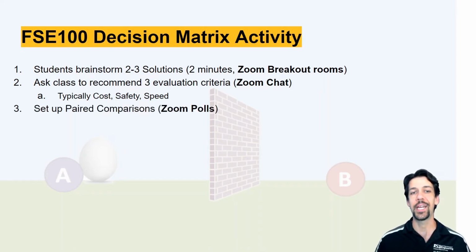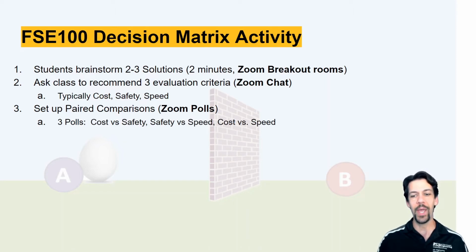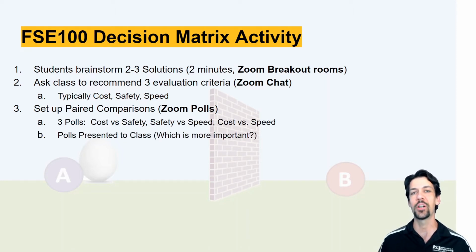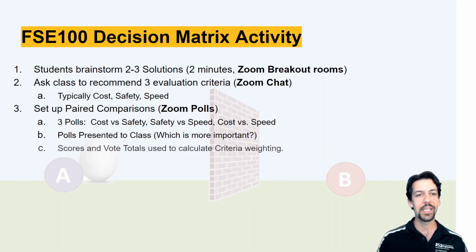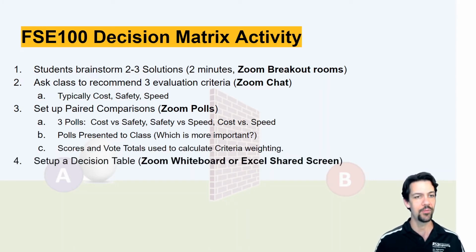Then I set up a paired comparison. So these are Zoom polls that ask which one is more important in terms of the criteria between cost and safety, safety versus speed, and cost versus speed. So we do 3 polls, and the students vote on each of these comparisons, which one is more important. And then looking at those, I can tell how many people have voted in each one and the total. And then using that, I can calculate the criteria weighting for the decision matrix, right?